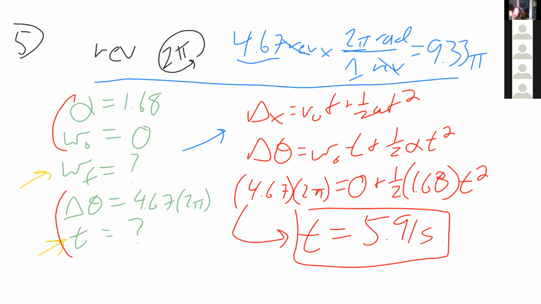All right, so that's one kinematics problem. As I mentioned, you'll have to do a second kinematics problem to find omega final, and then you'll use that omega final as an omega initial and repeat this calculation to find the time for part B.